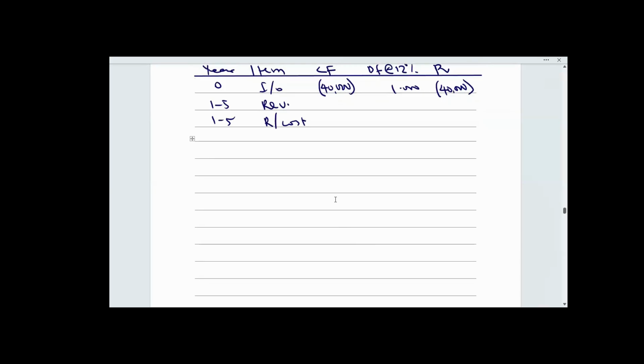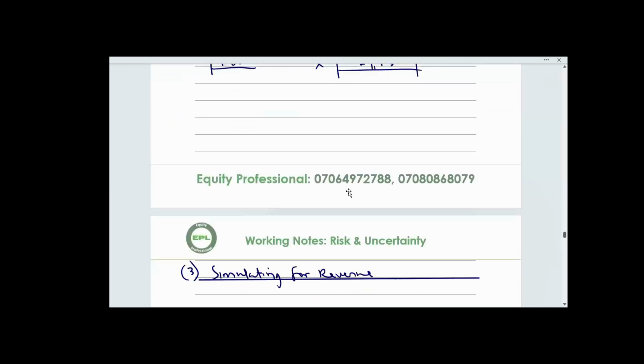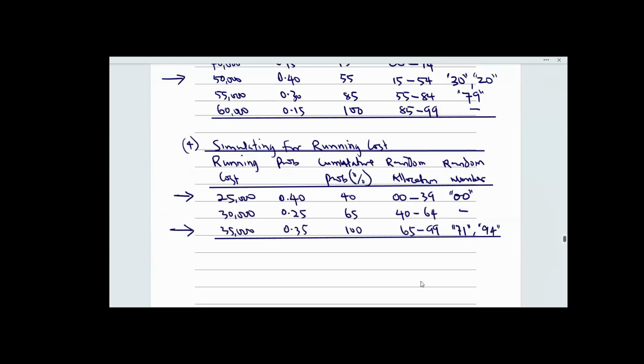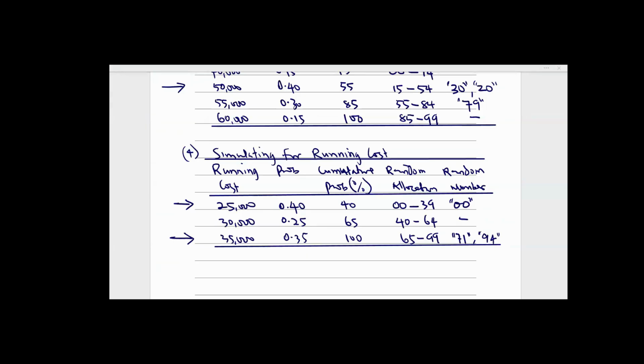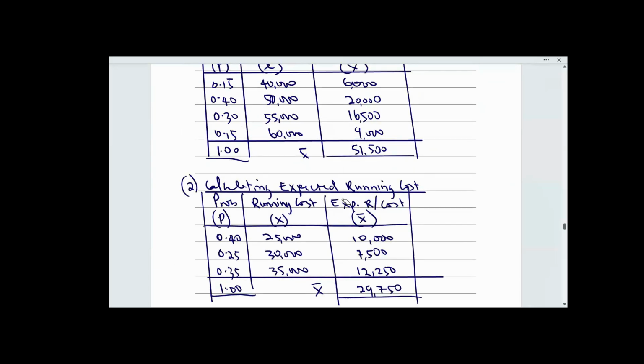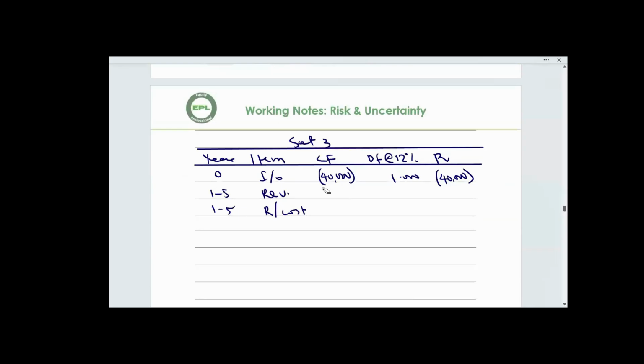Then we go back to our simulation. From the table given to us in the question, the random number for revenue for set 3 is 79. 79 is in row 4, which is 60, row 3, which is 55,000 naira. Here is 55,000 multiplied by 3.605.